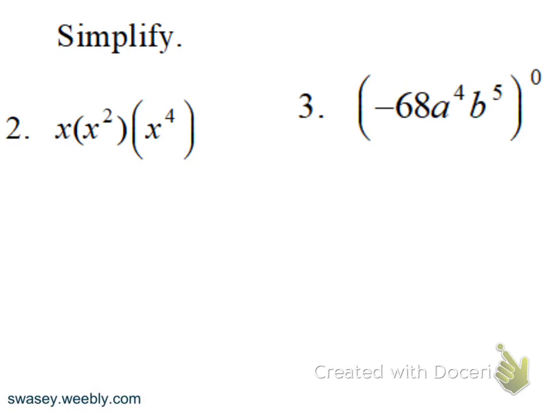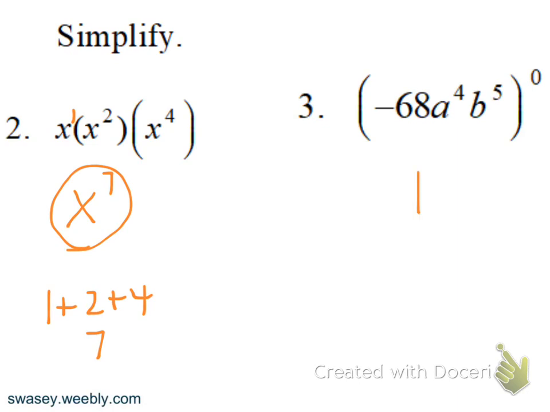When you multiply with the same base, you add your exponents. So 1 plus 2 plus 4 gives us 7, so we'll have x to the 7th. If you don't see an exponent, it's a 1. Anything to the 0 power is 1. Just have to memorize that one.